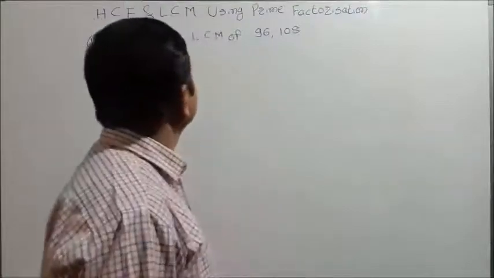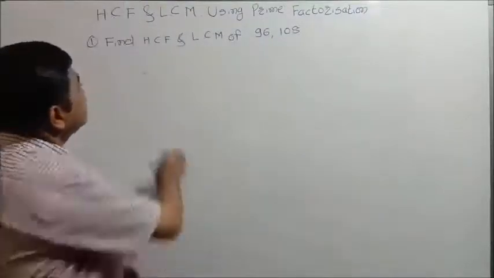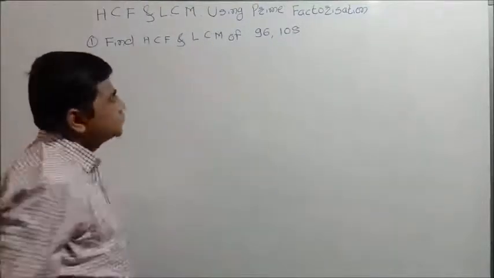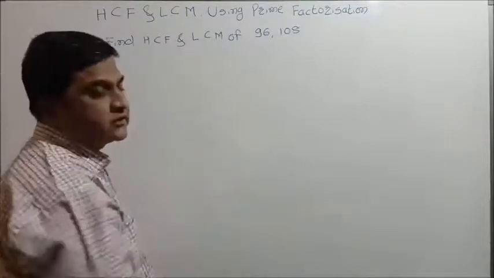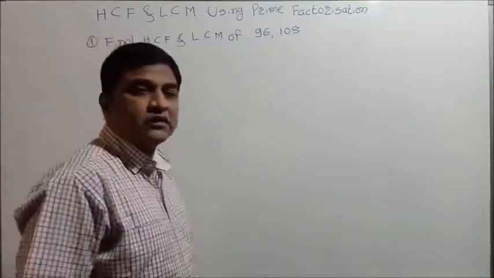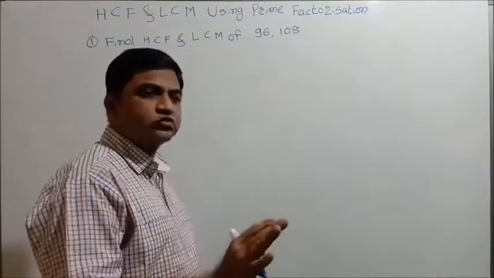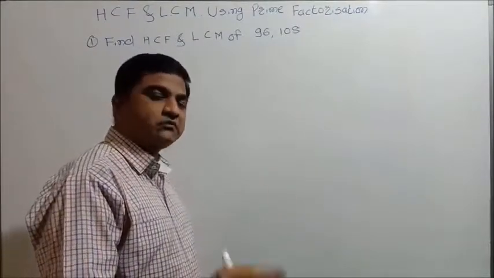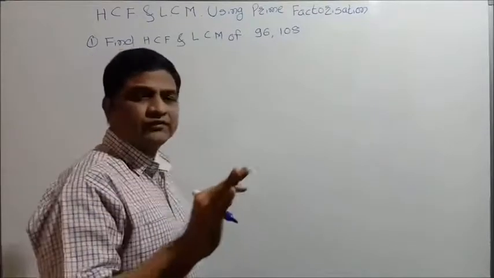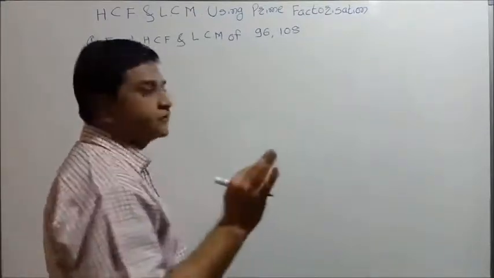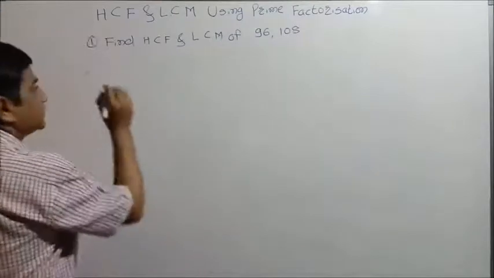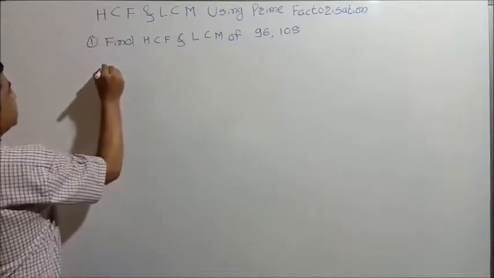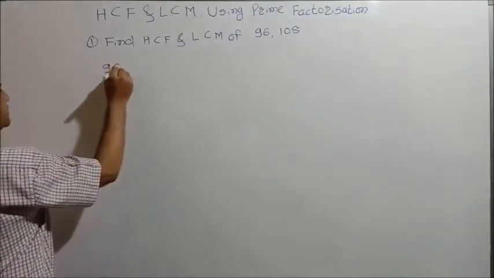Next example is finding the highest common factor and lowest common multiple of both 96 and 108. Now we will use both methods for factorization, that is the factor tree method and the combined division method. And then we will go for the solution, that is finding out HCF and LCM. First things first, we are going to make a factor tree of 96.